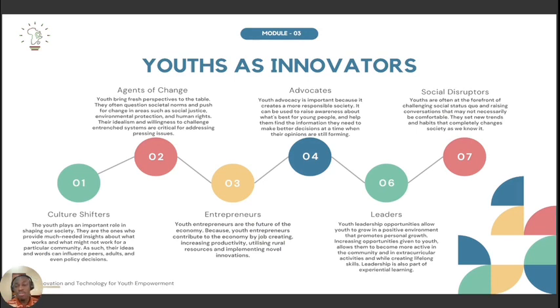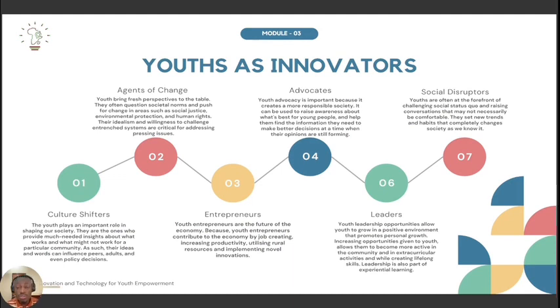Now, youths also, as advocates, this cannot be overemphasized because youth advocacy is very important because it creates a more responsible society. It can also be used to raise awareness about what is best for young people and help them find the information they need to make better decisions at a time when their opinions are still forming.